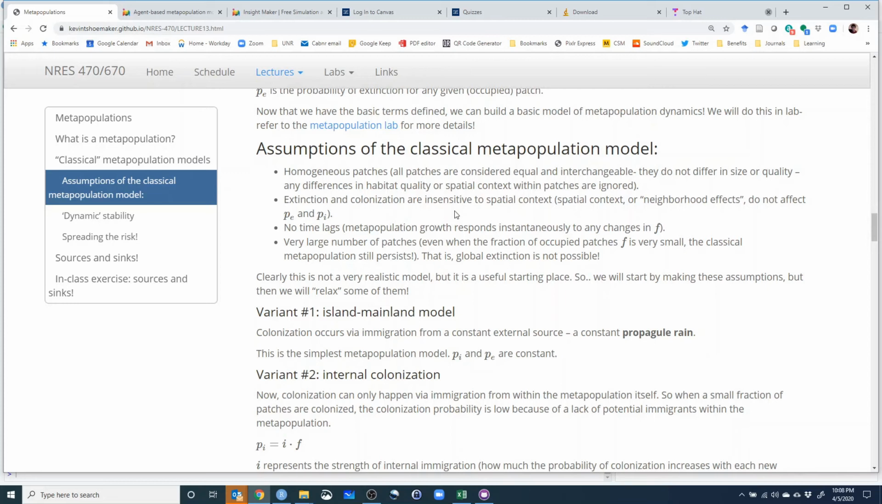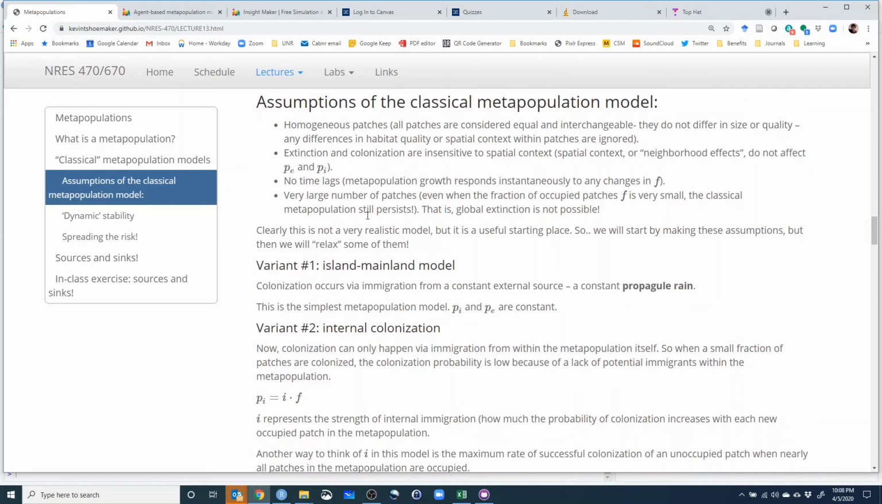We're not thinking about differences in habitat quality. We're also not thinking about differences in spatial context. So there's no local neighborhood effects. The exact location of the patches doesn't matter for these models, all right? So it's kind of an abstraction from reality. We're not really thinking about space explicitly in these models.